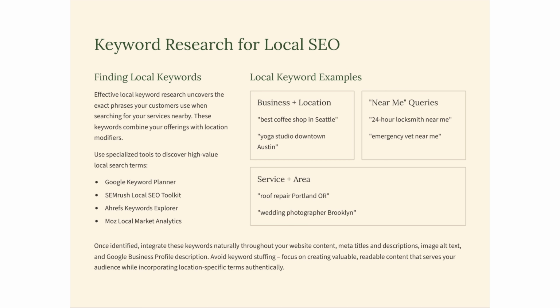Effective local keyword research is crucial for local search engine optimization. Use tools like Google Keyword Planner and SEMrush to find phrases combining your services with location modifiers. Examples include "best coffee shop in Seattle" or "24-hour locksmith near me." Integrate these naturally into your website and Google Business Profile to enhance visibility without keyword stuffing.